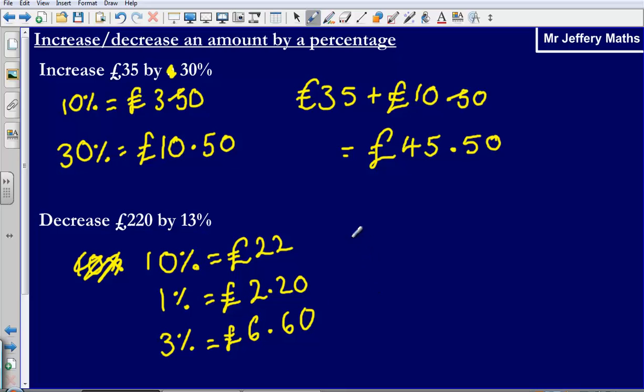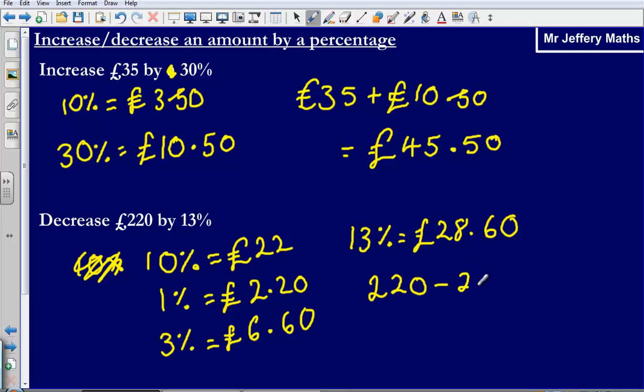And so then 13% in total is just going to be that 10% plus the 3%, and so that's going to be £28.60. Now here I'm being asked to decrease £220 by 13%, so by this amount here, so I'm just going to do 220 minus £28.60, and that's going to give me an answer of £191.40. So my final answer here would be £191.40.